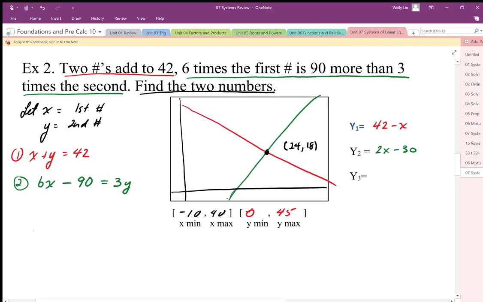Okay, so the first number is 24. The second number is 18. They add up to 42. 6 times the first number, that's going to be 132. Sorry, no, that's not going to be 132. That's going to be 144. Is 90 more than 3 times the second. So 3 times that is 54. Okay, 144 is definitely 90 more than 54.